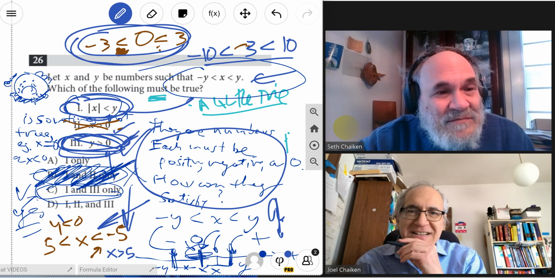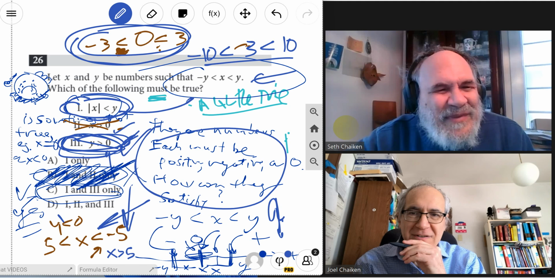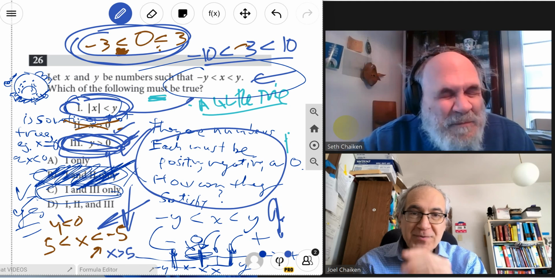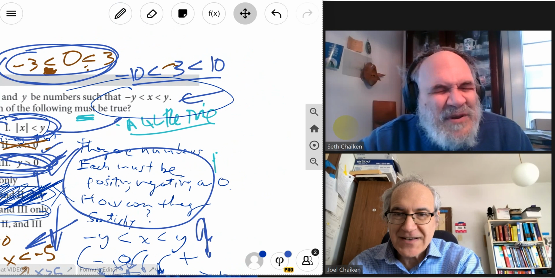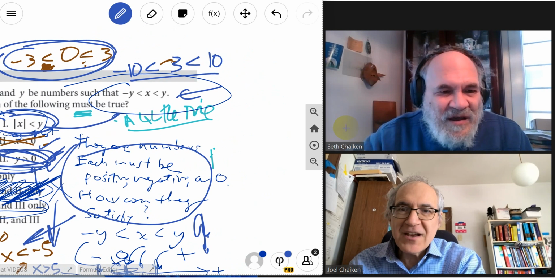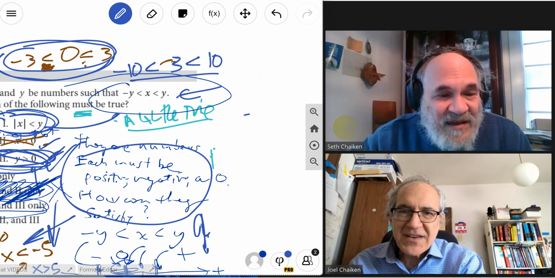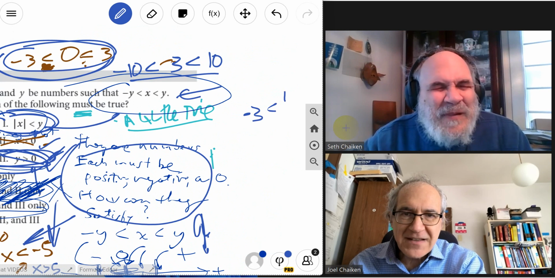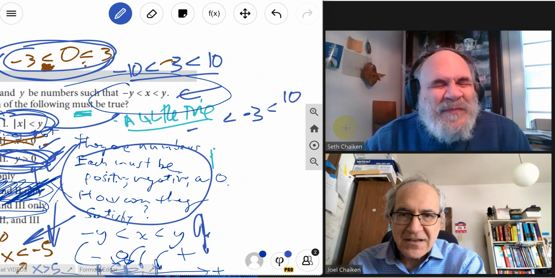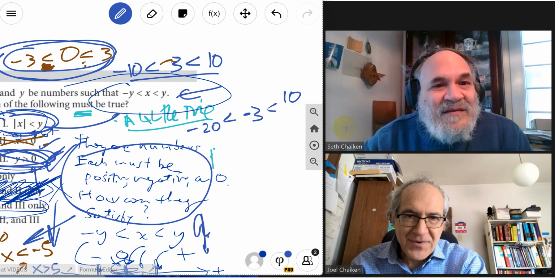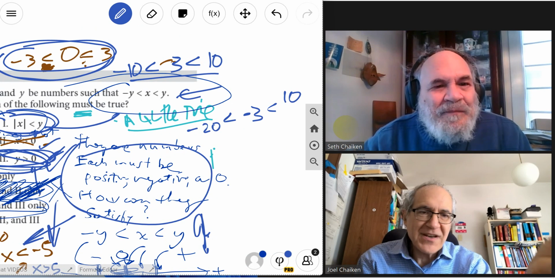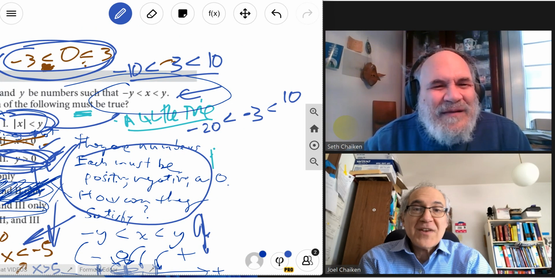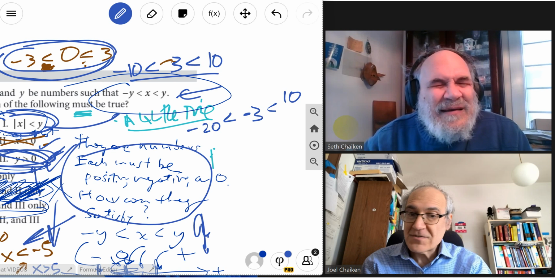Yeah. What about x is negative? Wait a second. We never talked about that. Can x be negative? We didn't talk about that. What happens? Could x be negative? Sure. Okay. I did x equals negative 3. Negative 3 is less than 10 and greater than negative 20. Right. Negative 3 could be between 10 and negative 20. Sure. And x could be negative. No skin off anyone's back.